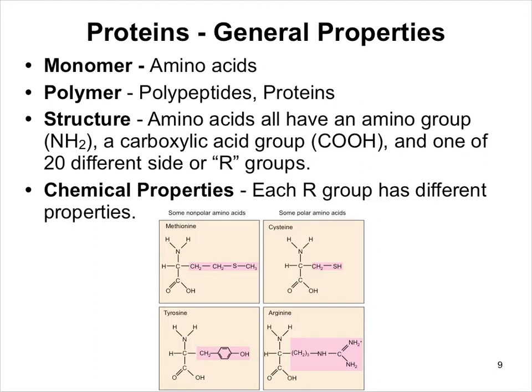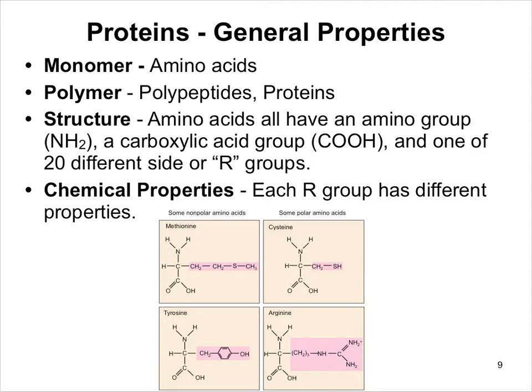Generally speaking, a polypeptide is shorter, smaller. If you have less than 80 or so amino acids together, we usually call that a polypeptide. If it's more than 80, we usually call that a protein. The technical definition is a little bit more complicated than that, but that'll get you by right here.